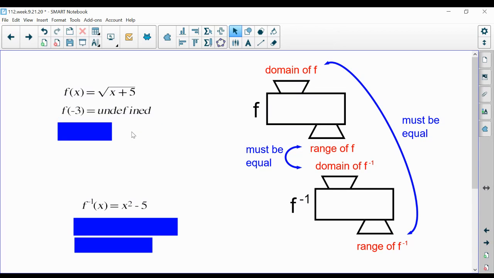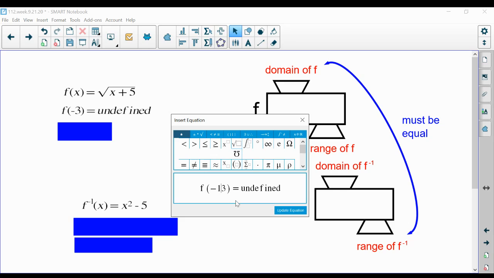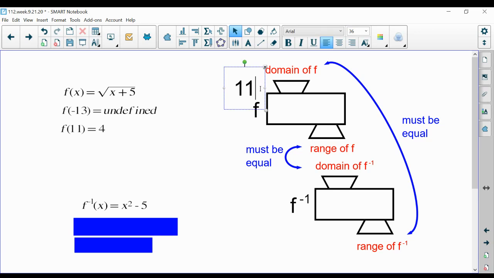So for example, f of negative 13, I meant to say. F of negative 13 is undefined because negative 13 can't even go into f. But f of 11 can. 11 can go into f. 11 plus 5 is 16, and the square root of 16 produces 4. So 11 will go into f, and 4 would come out.